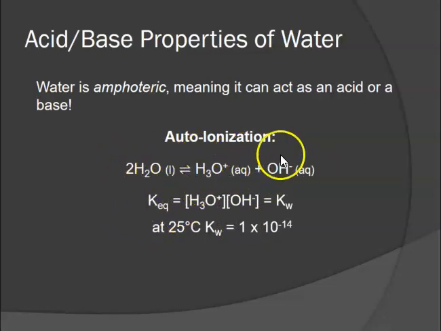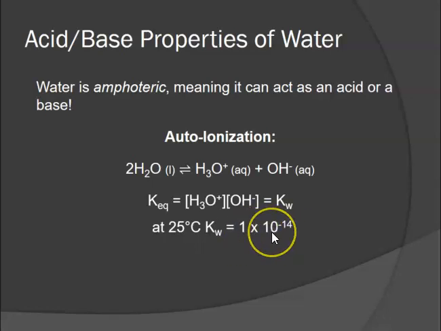Products over reactants, the coefficients become exponents, solids and liquids don't go in, right? So you'd get this, KEQ equals hydronium concentration times hydroxide concentration. This is such a special equilibrium constant that it's given its own name. We call it KW. It's the autoionization constant of water, and it's so important that you should actually memorize the value of KW. So KW at 25 degrees Celsius is 1 times 10 to the minus 14.